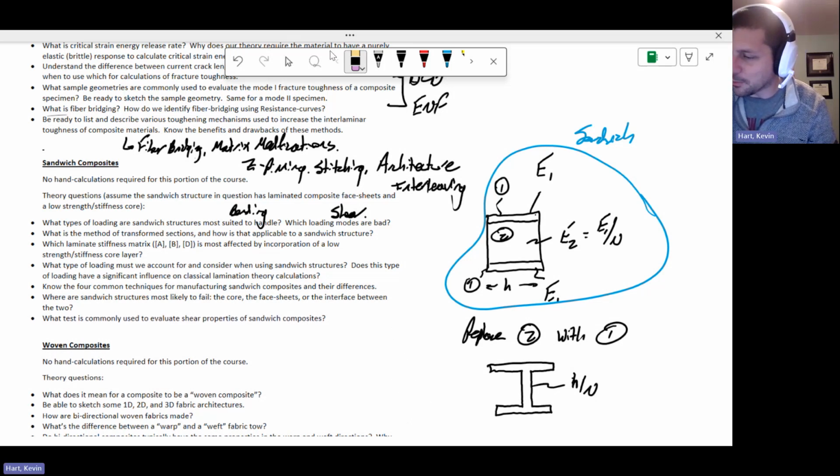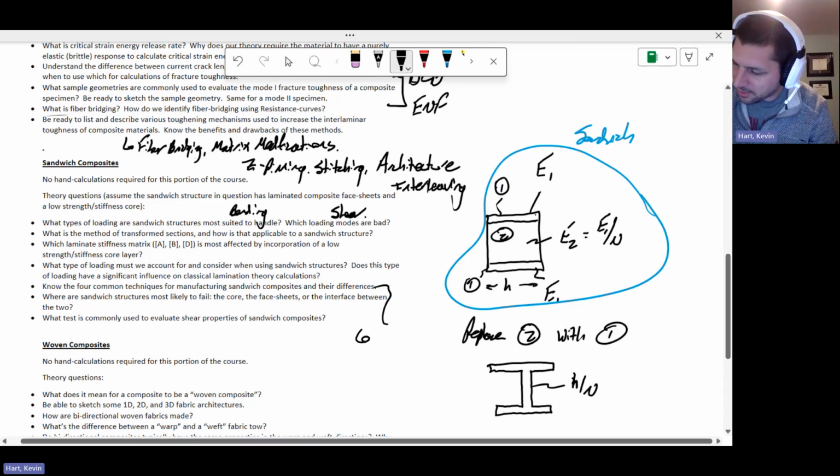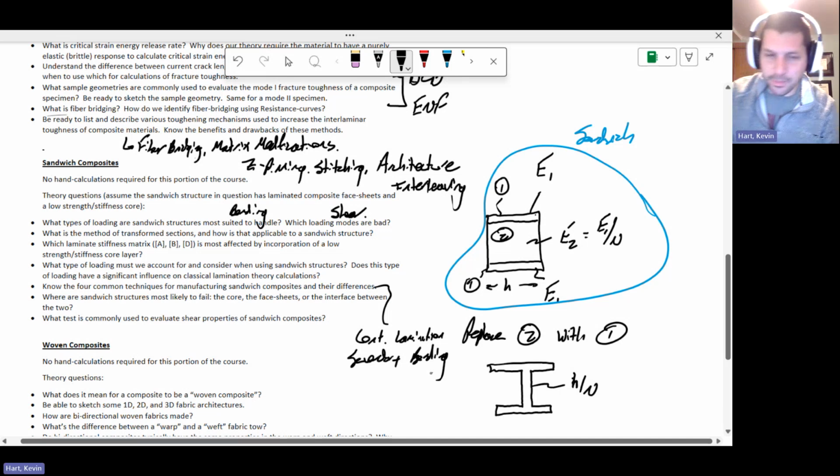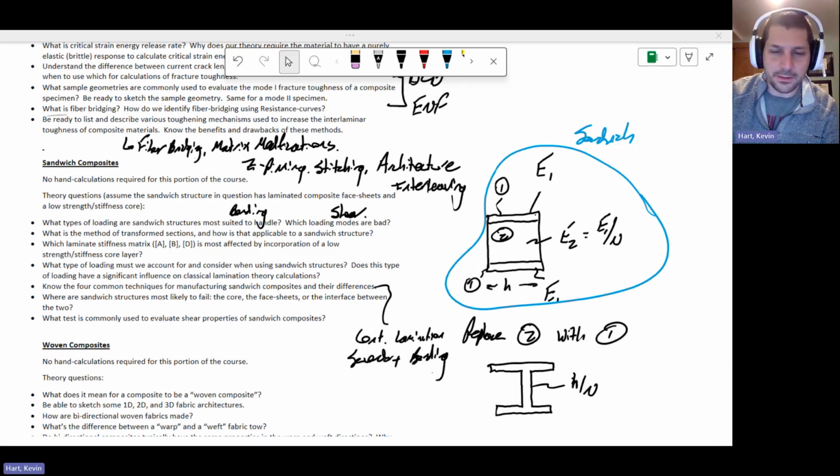Now the 4 common techniques for manufacturing sandwich structures and their differences. Okay, we have continuous lamination, secondary bonding. They go by a couple different names. I want to make sure I get it right, what I put in the notes. There's co-curing, co-bonding, secondary bonding. I want to make sure that I get it right based on what I said in the notes. Give me 1 second here.